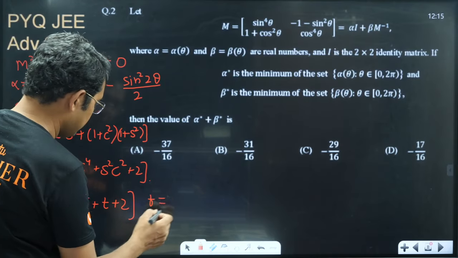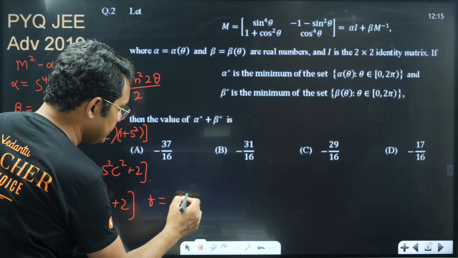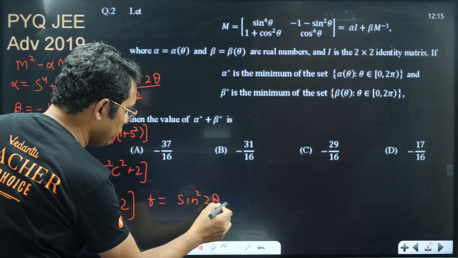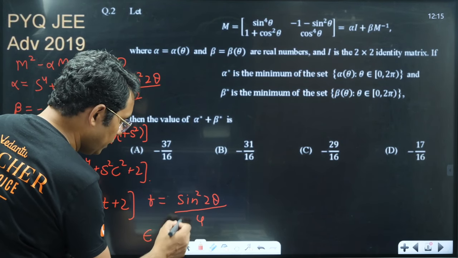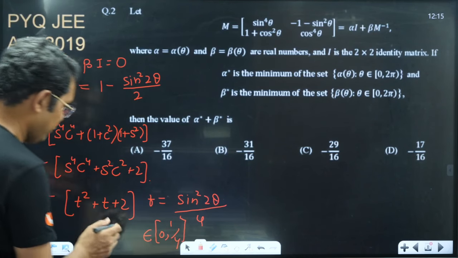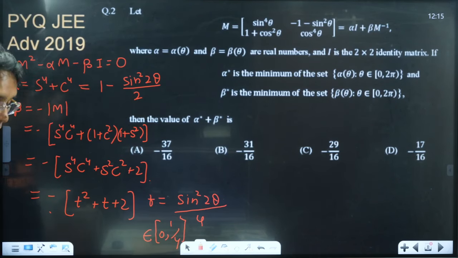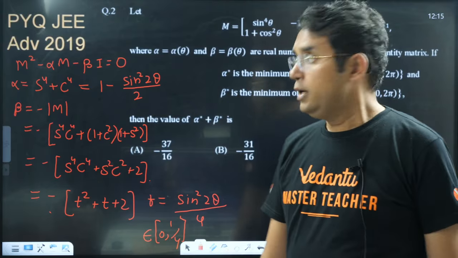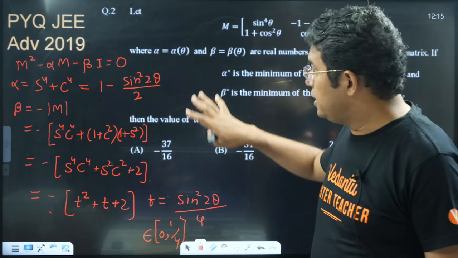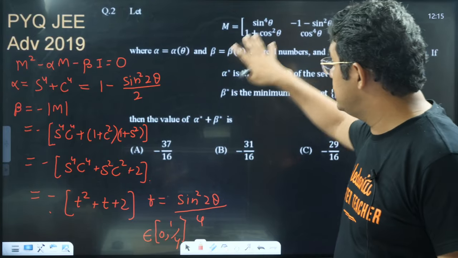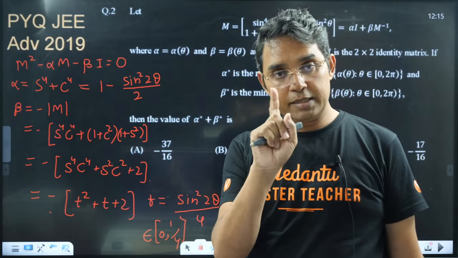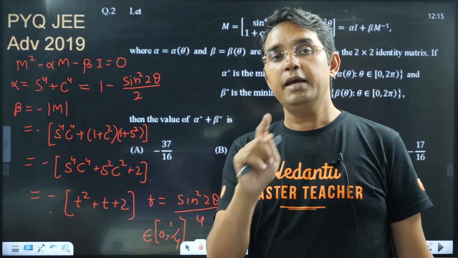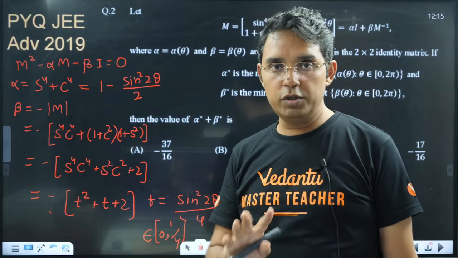Actually t is sine square cos square, which I can write as sine square 2 theta upon 4. So this t will be in 0 to 1 by 4. Now you can check that for this quadratic, when do you get the minimum value? Okay, see, I will go forward now, because this question after this is just a question of quadratic. I have given the complete solution of this question in my notes, so you can go through there also.